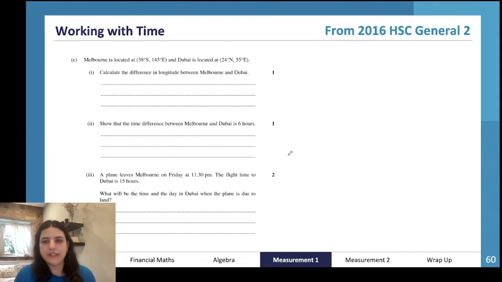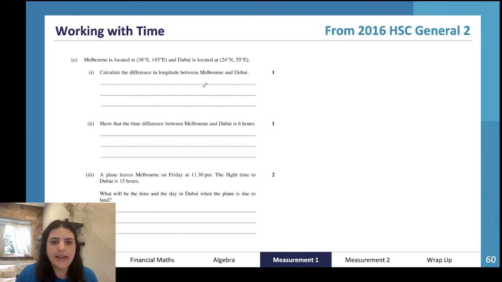All right, let's do this 2016 HSC General 2 question. Melbourne is located at 38 degrees south, 145 degrees east. Dubai is located at 24 degrees north, 55 degrees east. What is the difference in longitude between Melbourne and Dubai?